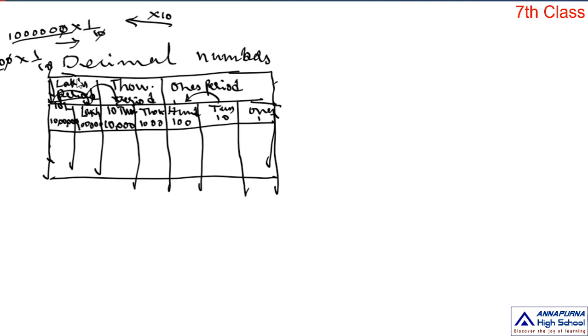That means if you move from left to right, you can choose any place, its value is one-tenth of its previous one. If you take the tens place, what is its value? Its value is one-tenth of the previous one. The previous one is 100. If you multiply this 100 by 1 by 10, we get the tens place, like that.